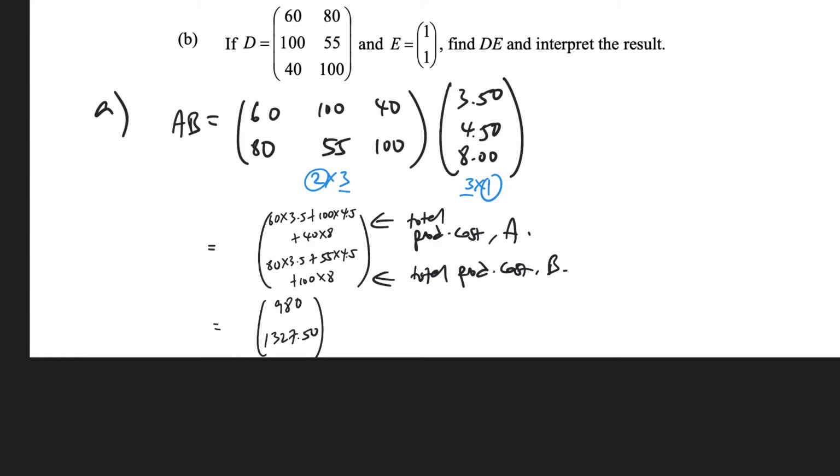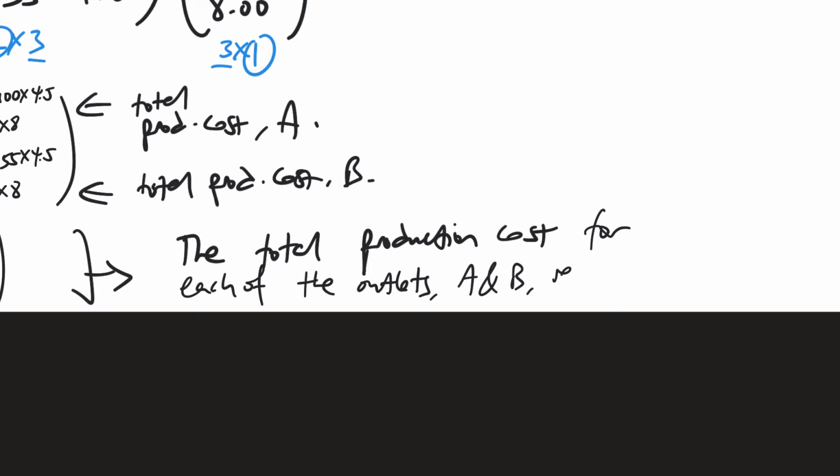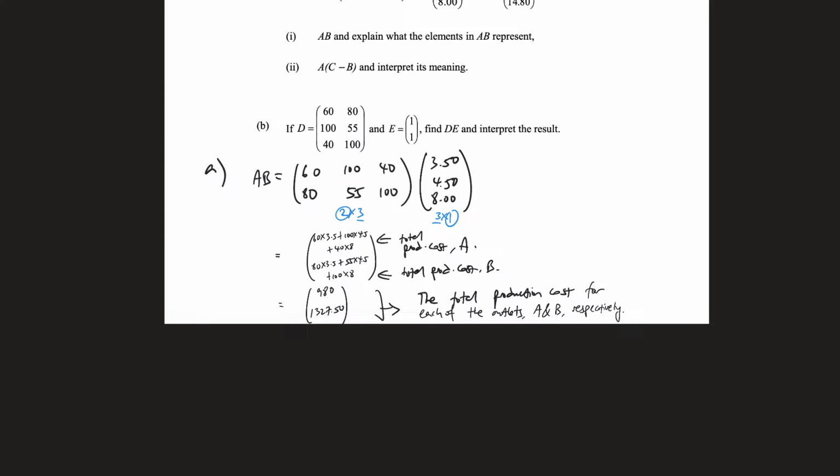And so we can say this is the answer: this is the total production cost for each of the outlets A and B respectively. Yep. That's part A(i), and let's look at part A(ii).